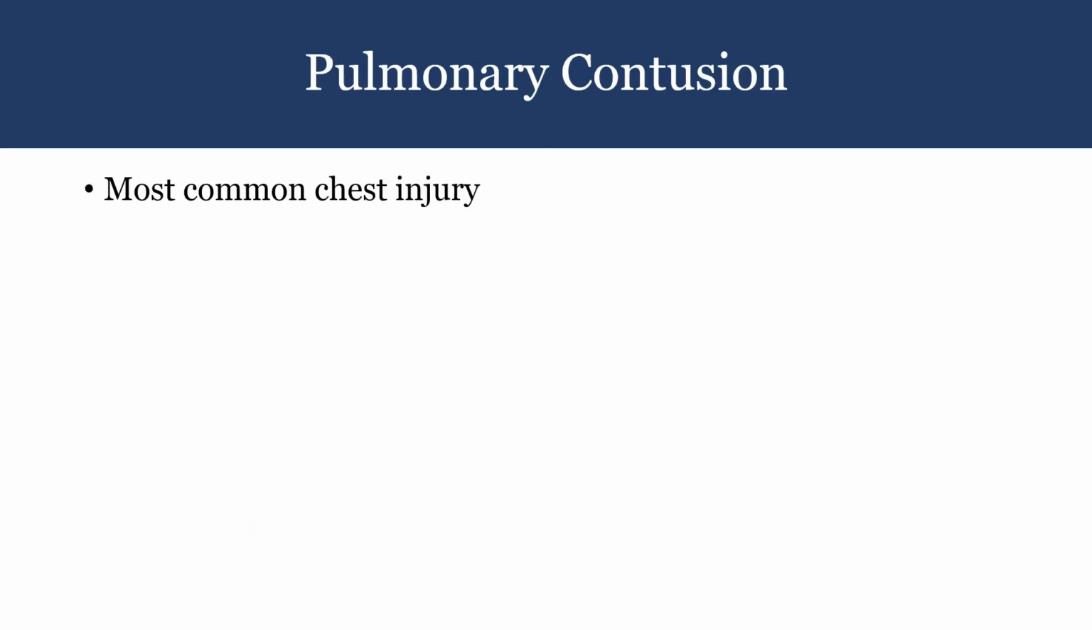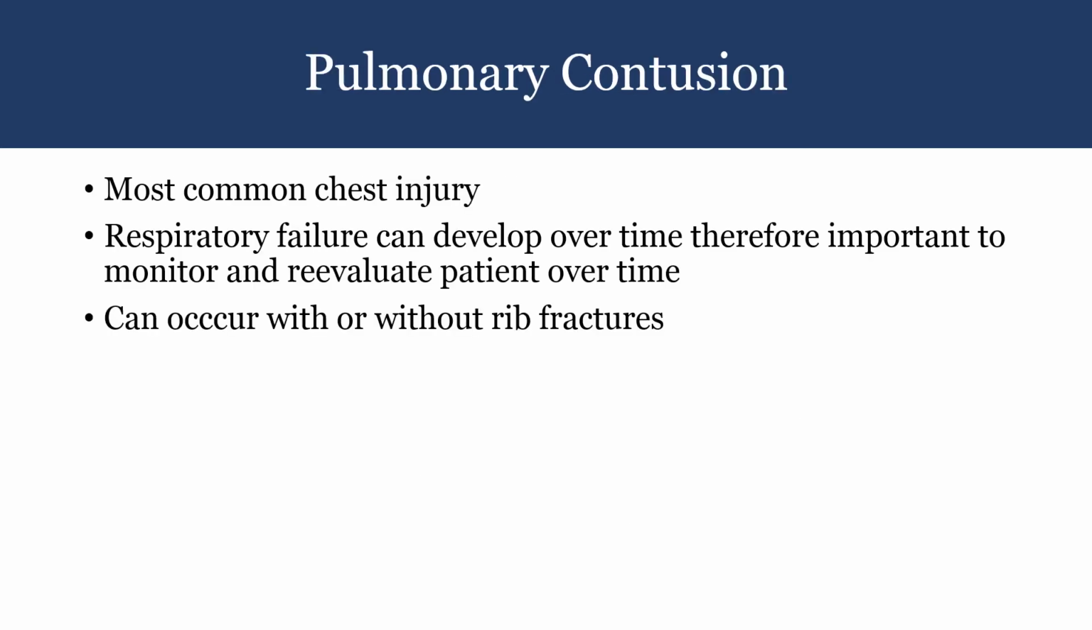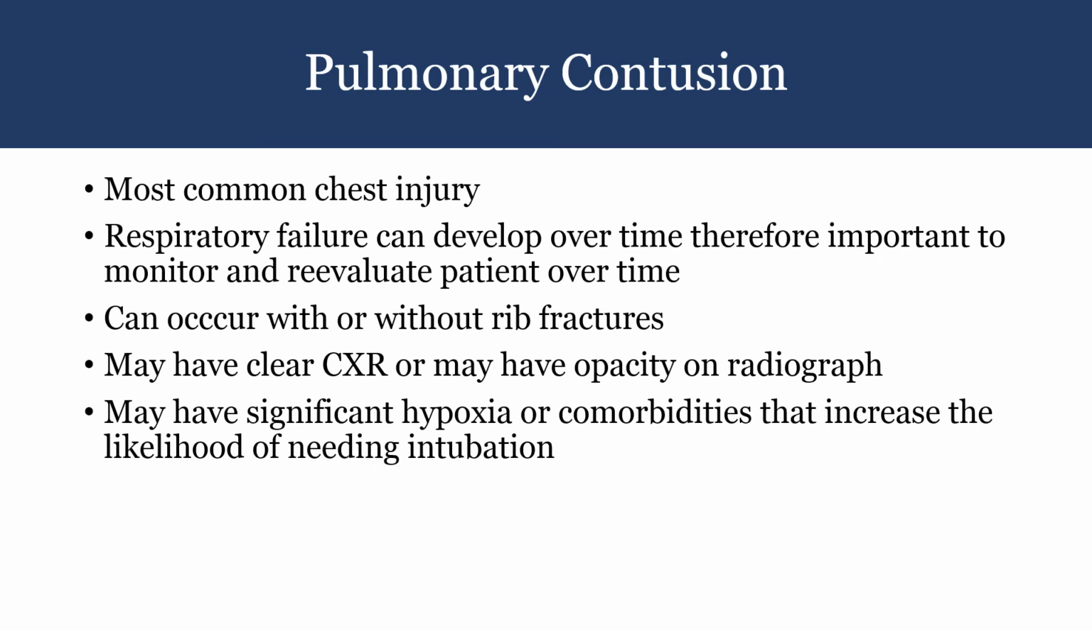Pulmonary contusion is one of the most common chest injuries, and you can have respiratory failure developing over time. Therefore, it's important to monitor, evaluate, and re-evaluate the patient over time. And the pulmonary contusions can occur with or without rib fractures. So a patient might have even a clear chest x-ray, or they can have an opacity on the radiograph that can give you a sign.